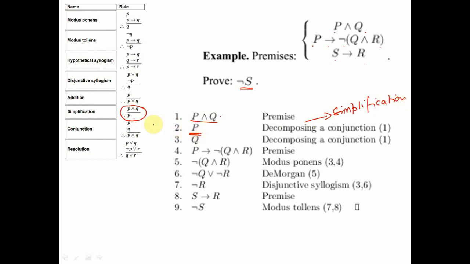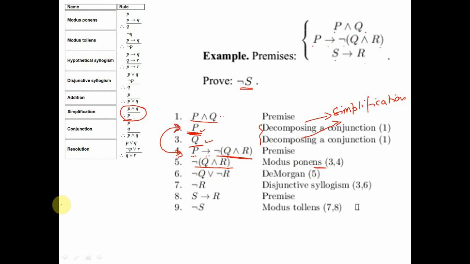Right? If P and Q is true, then P will be true as well as Q. So I can also derive Q from here. If this is true, I can derive both P and Q. So these are both simplification. Now I have P implies negation of Q and R, and I also have P. So I can apply modus ponens on these two. What I get is the then part, negation of Q or R, modus ponens.